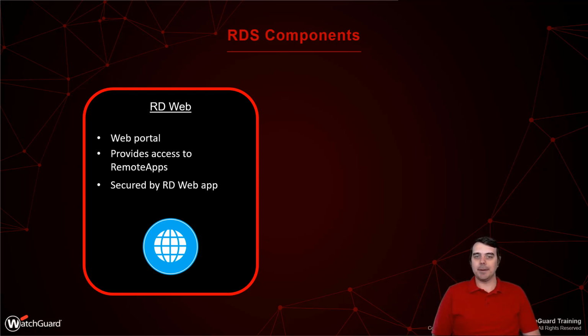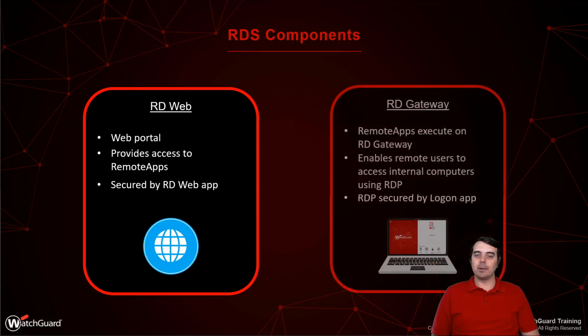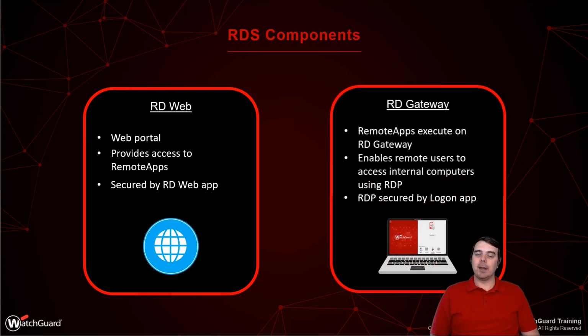The other RDS component that AuthPoint integrates with is the RD Gateway. When the user runs a remote app, the application executes on the RD Gateway server and the display is sent to the remote user. This enables users to use the Remote Desktop Protocol, or RDP, to connect to internal computers without a VPN client. RD Gateway performs a separate authentication.